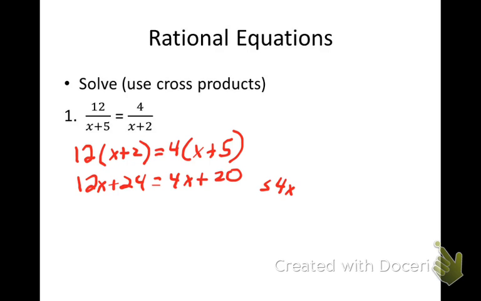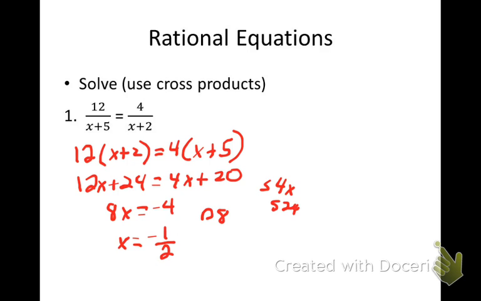I think I'm going to do two steps at once here. Since I'm bringing my variables to the left, I want to bring my numbers to the right, so I'm going to subtract 24. If I subtract 4x from each side, I get 8x. If I subtract 24 from each side, I'm going to get negative 4. Our last step would be to divide by 8 and reduce your fraction. 4/8 reduces to 1/2, and there is a negative sign, so x equals negative 1/2.